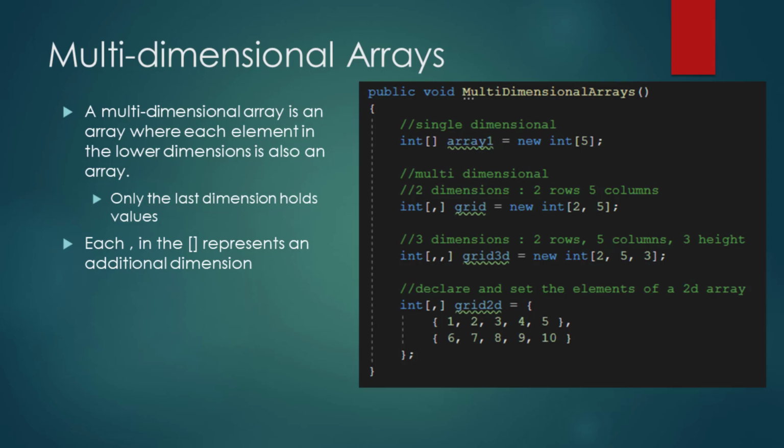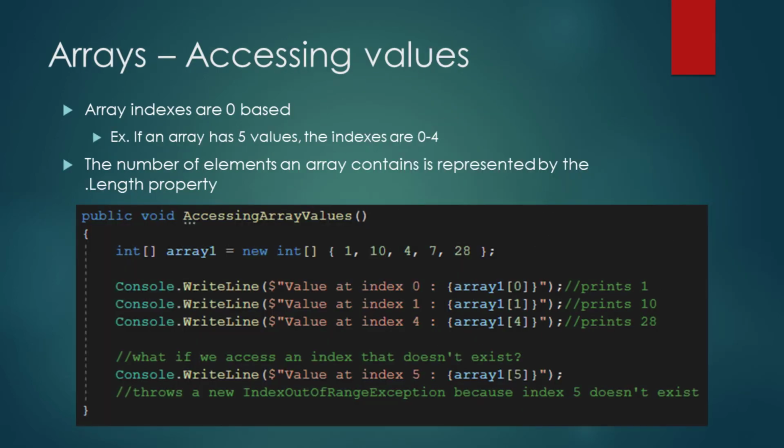Just like with single-dimensional arrays, you can directly assign the values on creation of the array. So the grid2D array is holding 2 arrays of 5 values each, just like the original grid array, and we've just assigned the values to it on initialization. So all of that is well and good, but once we create an array, regardless of the number of dimensions, how do we access the values it contains?